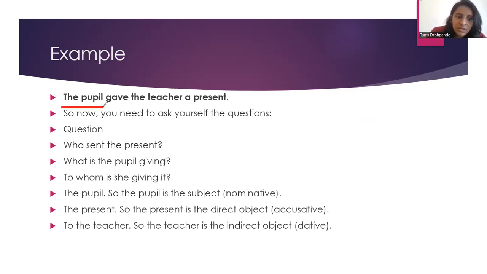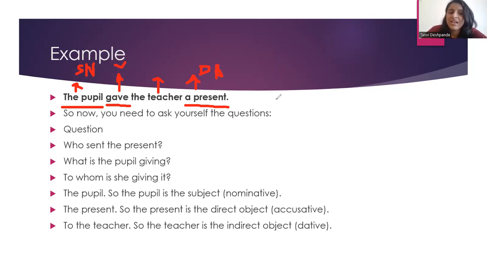So the pupil, that is our subject, is in the nominative case. Gave the teacher a present. So what is he doing? Giving. That is the verb. What is the pupil giving? A present. And to whom is he or she giving? The teacher. So now who is directly getting affected? What is the pupil picking up and giving to the teacher? A present. So the present is the direct object and it is in the accusative case.